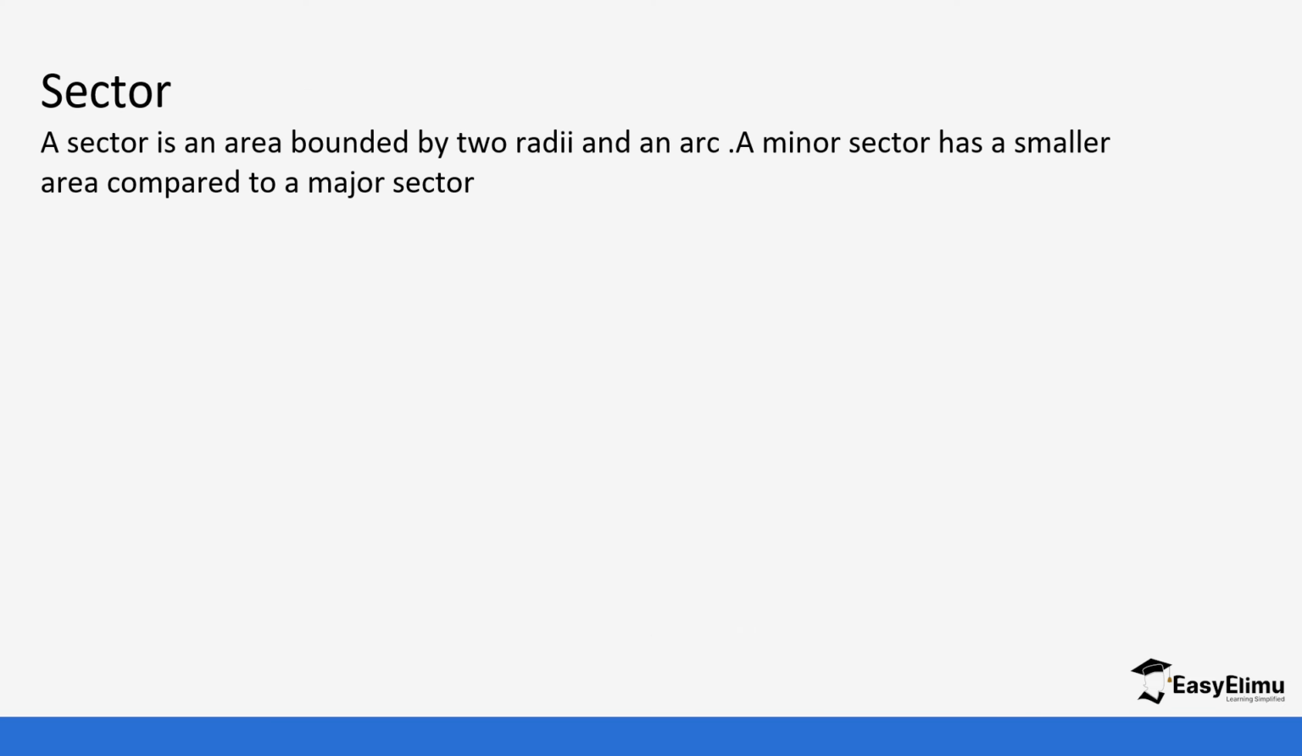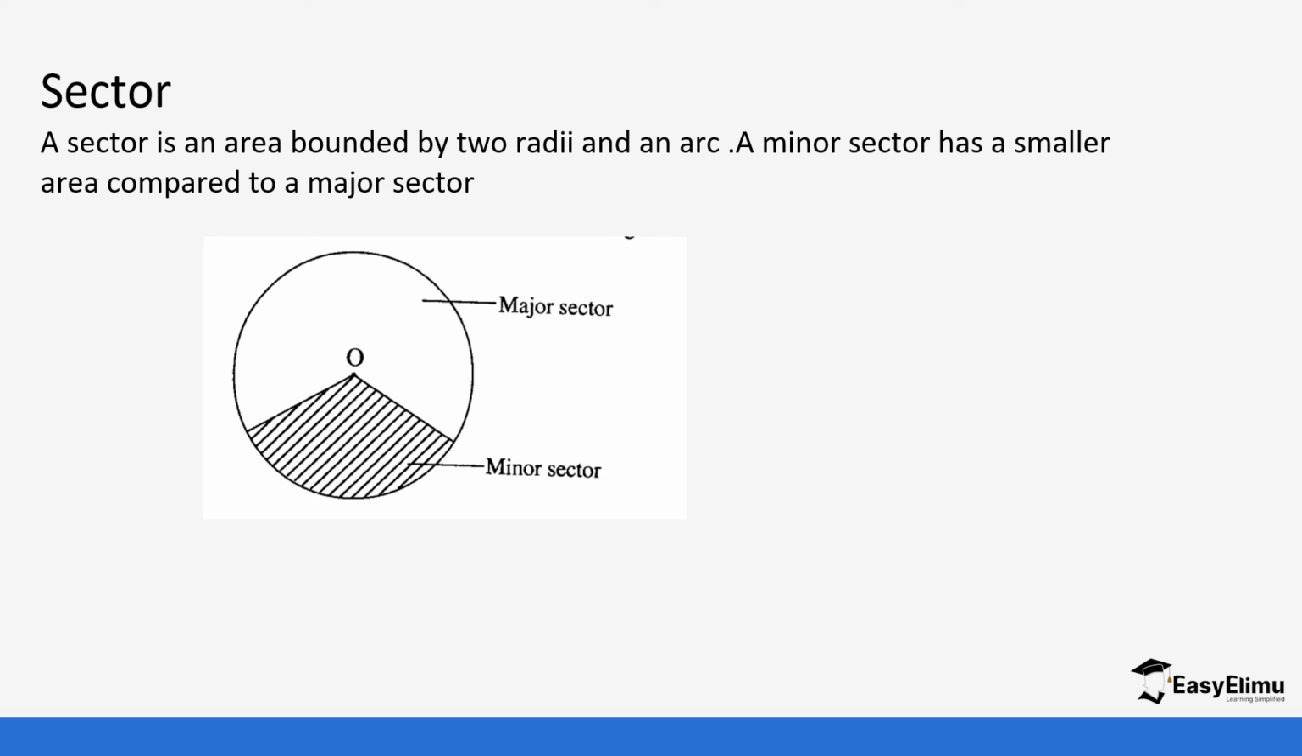So a sector is an area bounded by two radii and an arc. So we should have a minor sector and a major sector. If you consider this circle, you can see we have two radii, this radius and this radius, and we have this arc. So this area here, the one that is shaded, is what we refer to as a sector. So we have the minor sector, this small one is the minor sector, and then the large one is referred to as the major sector.